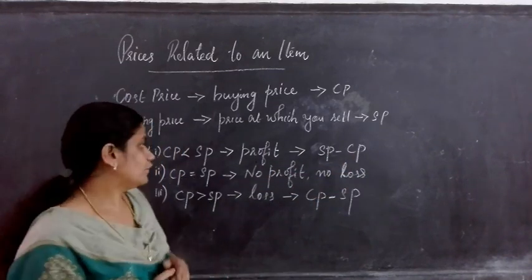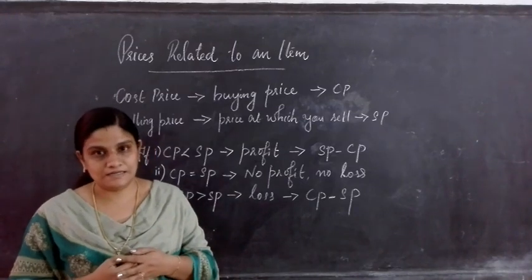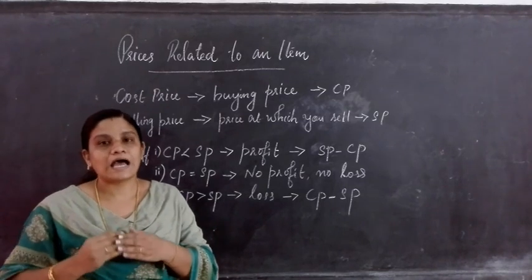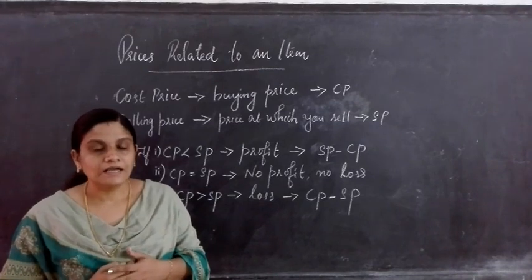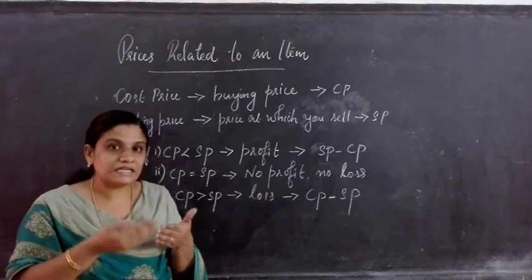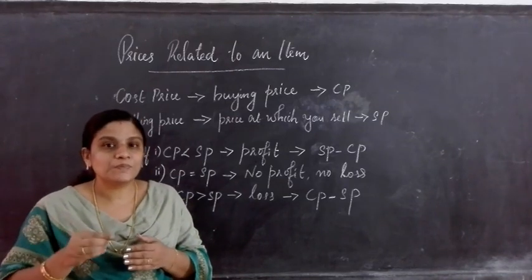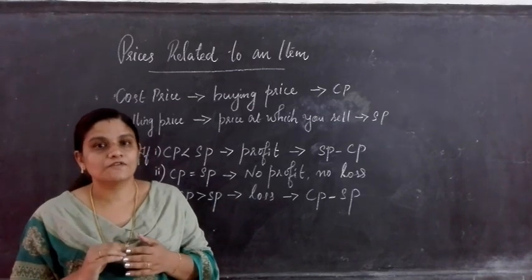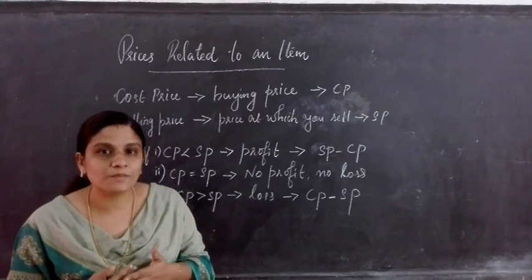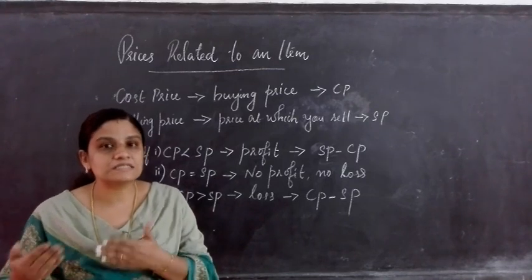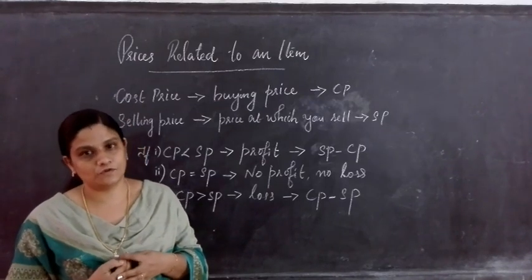For example, if I buy an item for rupees 10 and I sell that item for rupees 15, we all know 10 is less than 15. So CP is less than SP, where I made a profit. And what is that profit amount I made? 15 minus 10, that is equal to rupees 5. So rupees 5 is profit for me.